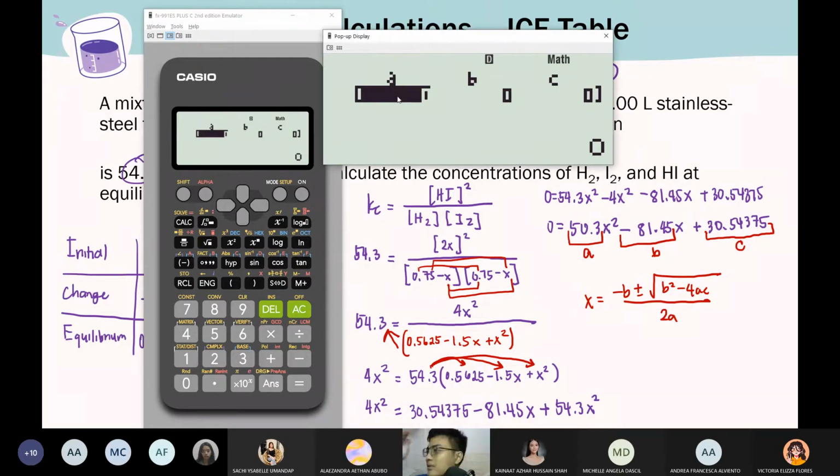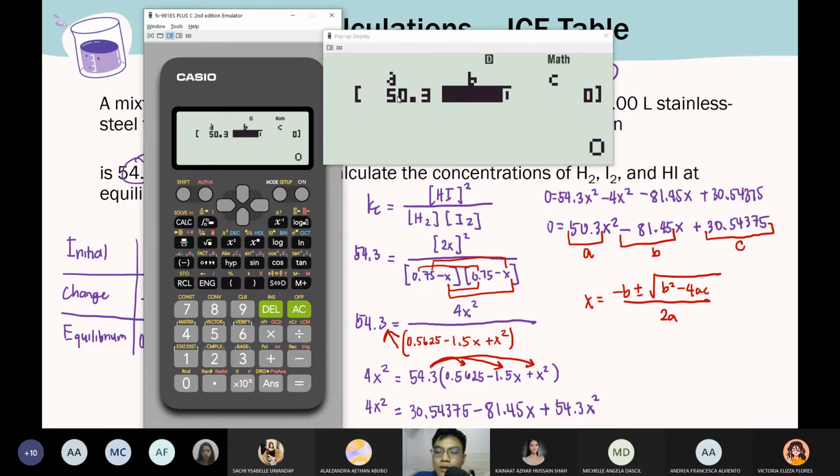And now, sino yung okay na? Ready na mag-type? Like button nyo na lang. Or sino yung nakapag-type na? Okay. So now, let's type in the values for A, the B, and the C. For A, that's 50.3. So you just type 50.3. And then press equal sign. So meaning yan, na-lock mo na yung number for letter A. So that's 50.3 already.